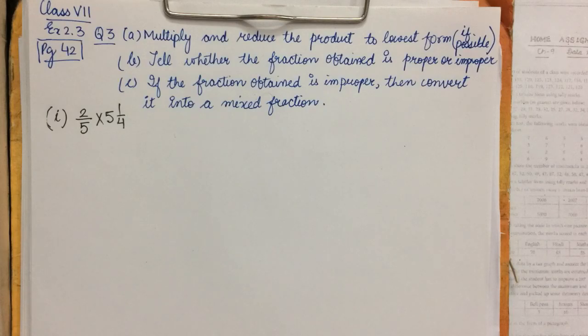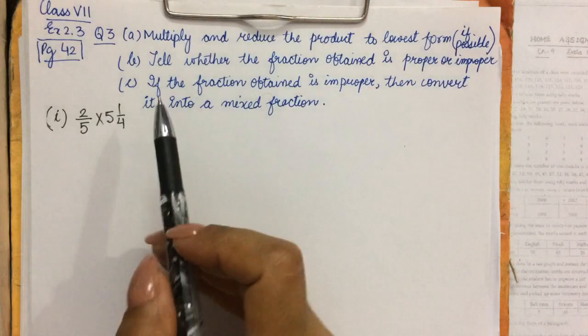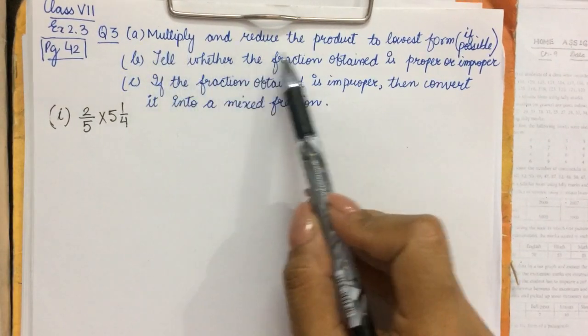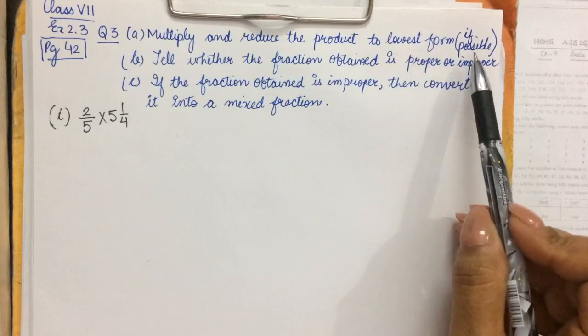Today we will continue with exercise 2.3. We have done the first and the second question. Now we are moving on. Question number 3 says, for the following fractions, you have to multiply and reduce the product to the lowest form if possible.